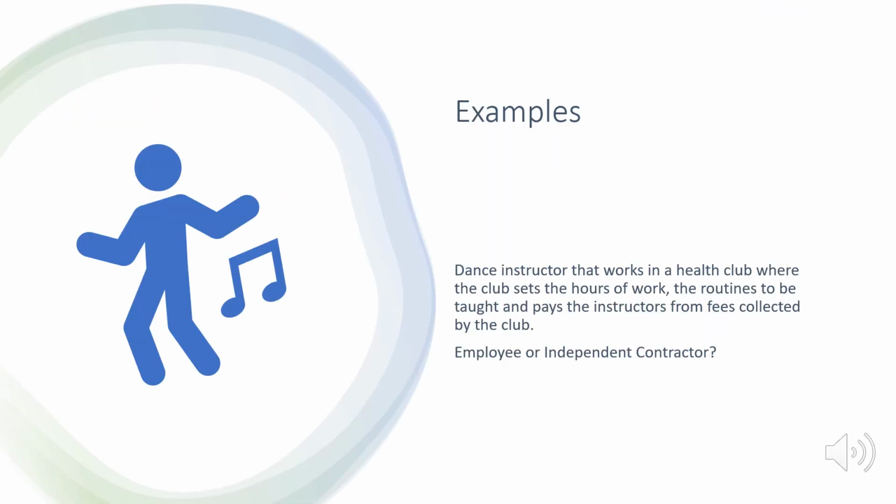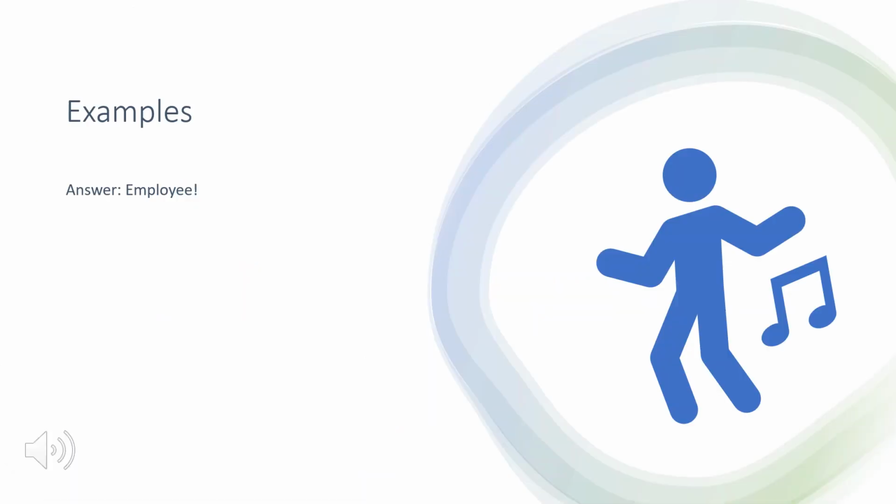So our next example is a dance instructor that works in a health club where the club sets the hours of work, the routines to be taught, and pays the instructors from fees collected by the club. Would this be an employee or independent contractor? If you said employee, you would be correct.